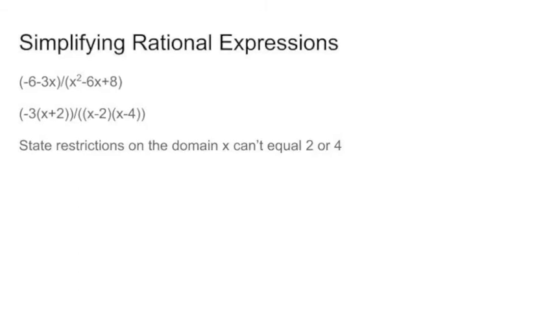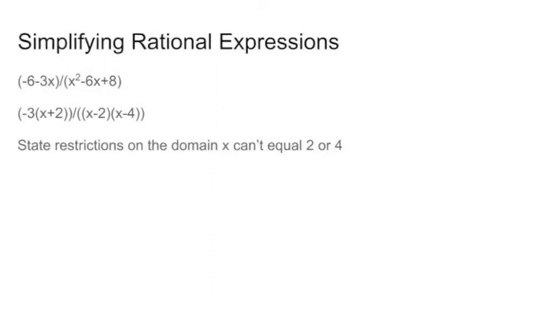And remember, we never want our leading coefficient to be negative. So I'm going to factor out a -3. And in doing so, I'll have -3 times x plus 2. My numerator is completely factored. Let's move on to the denominator.